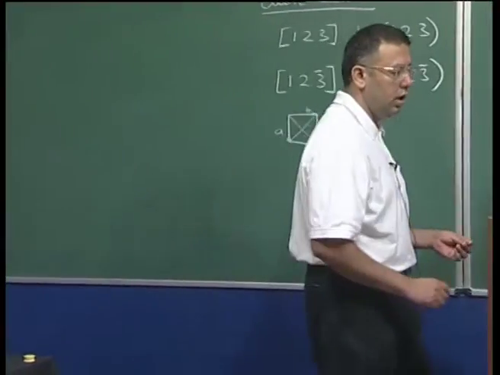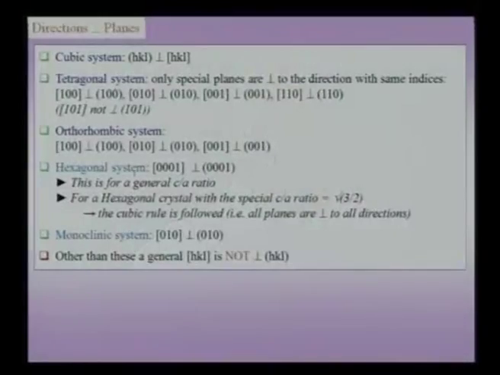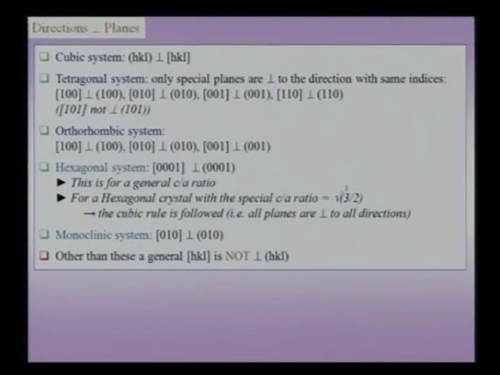However, an interesting note is that this rule, of only one plane being perpendicular to a direction, holds for a general C by A ratio. That means if I choose an arbitrary hexagonal crystal which has any given arbitrary C by A ratio, then it is true that I have only one plane which is perpendicular to one direction. But there are special hexagonal crystals with special C by A ratios. For instance, if you choose a hexagonal crystal or hexagonal lattice with √3/2 as the C by A ratio, then you have the cubic rule which is followed.